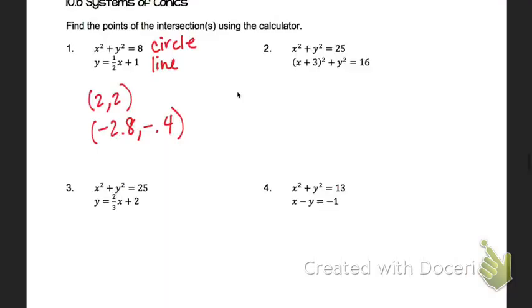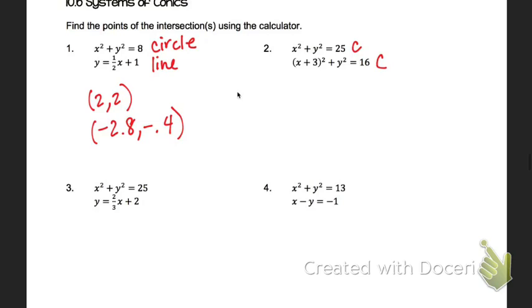Okay, let's look at number 2, and first let's identify what kind of graphs they are. So what is the first one? X squared plus y squared equals 25. It would be a circle. I'm just going to put a C next to it. And what about the second one? X plus 3 squared plus y squared equals 16. It's also a circle because the A and the C are the same. So how many solutions could that have, do you think? If we have 2 circles that are intersecting. Maybe like 1 or 2.